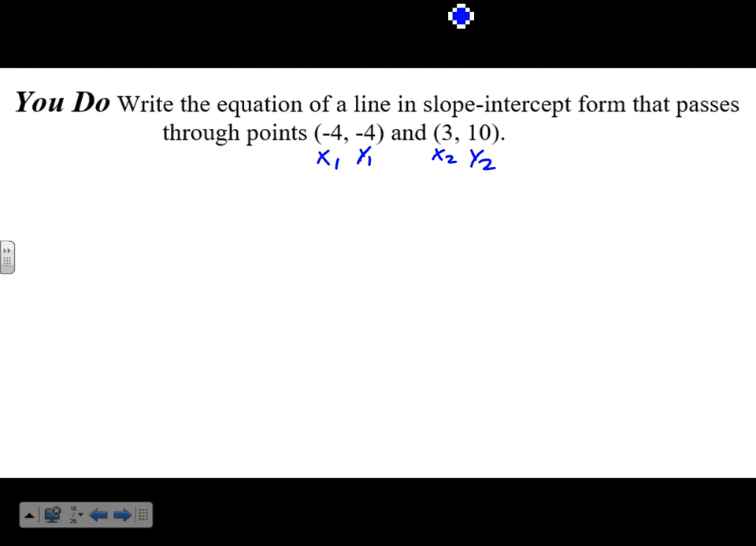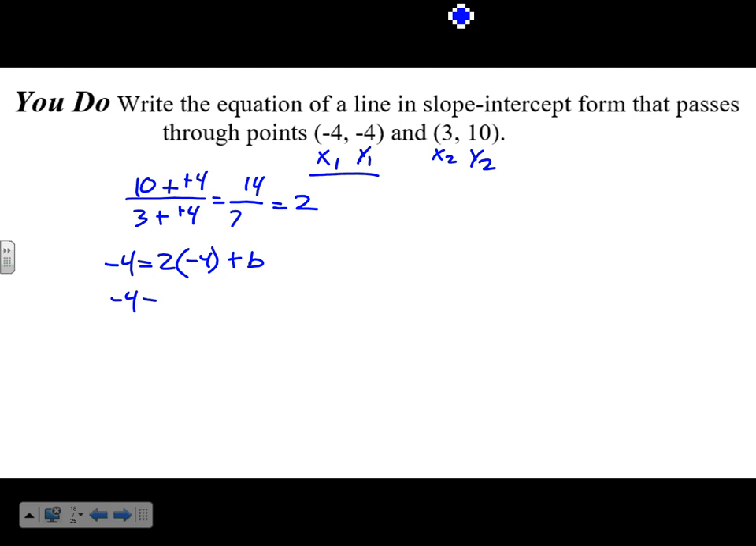So the slope is 10 minus -4 over 3 minus -4. That's 14 over 7, which is 2. And again, if you just want to use the first point, you can. I just usually avoided that if they were both the same number because it's hard to tell which is which. But the y is -4, equal to the slope 2 times the x, which is -4, plus b. That's -4 is equal to -8 plus b. Add 8, add 8. Negative 4 plus 8 is positive 4, equal to b. So my answer is y is equal to positive 2x plus 4.